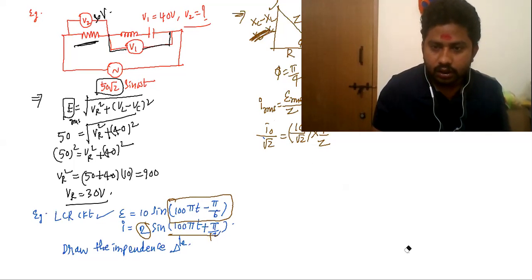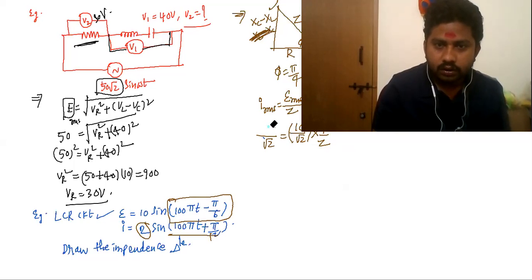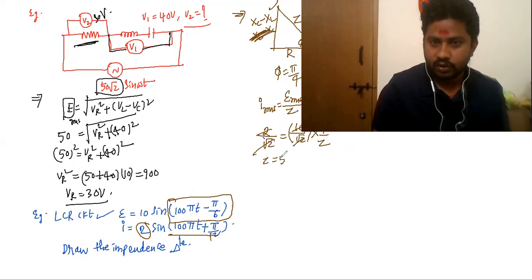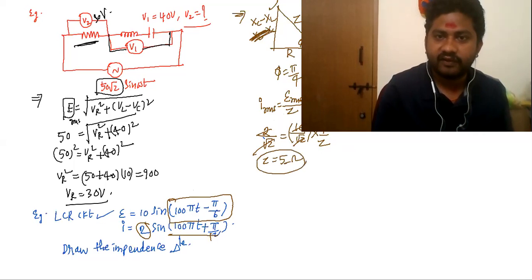IRMS is I naught by root 2, and I naught is 2. So this root 2 cancels here, and 2 goes into 10 five times. So 5 by Z is equal to 1, and Z is equal to 5 ohm. So your Z value is 5 ohm, my dear students.